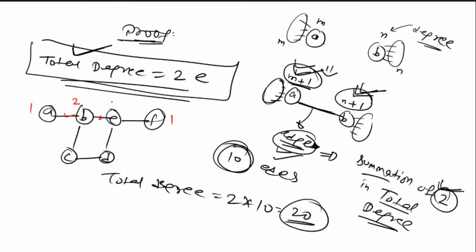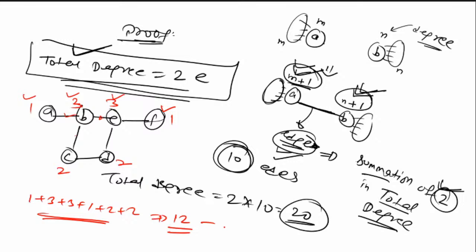The degree of vertex E is 3, and the degree of vertex C is 2, and the degree of vertex D is 2. So this is the individual degree of each vertex. But what is the total degree? Total degree means you add all the degrees, that is 1 plus 3 plus 3 plus 1 plus 2 plus 2. This will be the total degree. You can just check it out. If you add this, the answer will be 12.